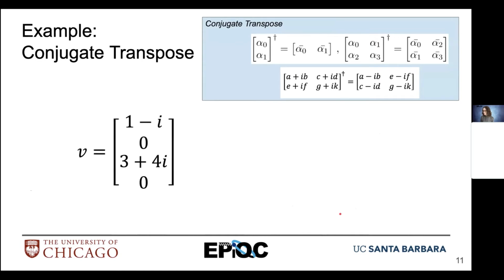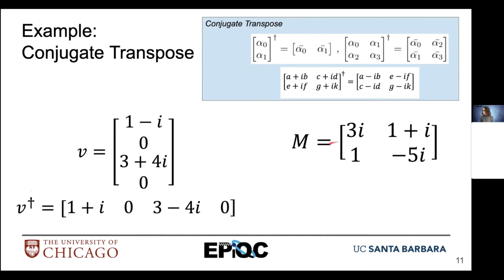So let's work on a few examples. We have v is equal to 1 minus i, 0, 3 plus 4i, 0. So what would the complex conjugate of this vector be? Well, we would take the column vector, transform it into a row vector, and then flip the sign of all of the imaginary portions of those complex numbers. So we would have 1 plus i, 0, 3 minus 4i, 0.